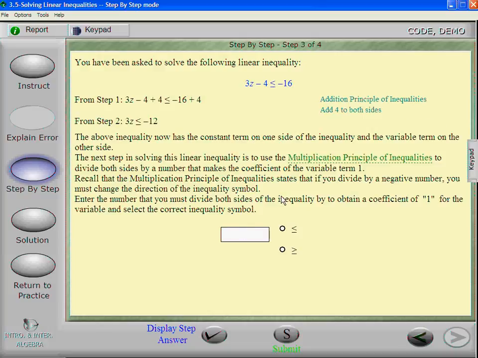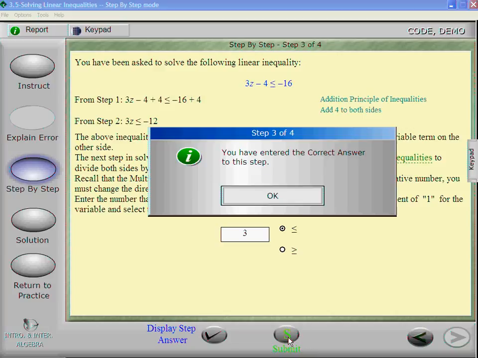And then all of this stuff that they're saying here is that you've got 3z is less than or equal to negative 12. I want to multiply or divide both sides by something that's going to get z alone. Looks like if I divide by 3, a positive 3, I'm going to end up isolating z, getting a coefficient of 1, as they say down here. So I'm going to say 3 is what I'm dividing by, and the direction of the inequality will stay the same. Submit.